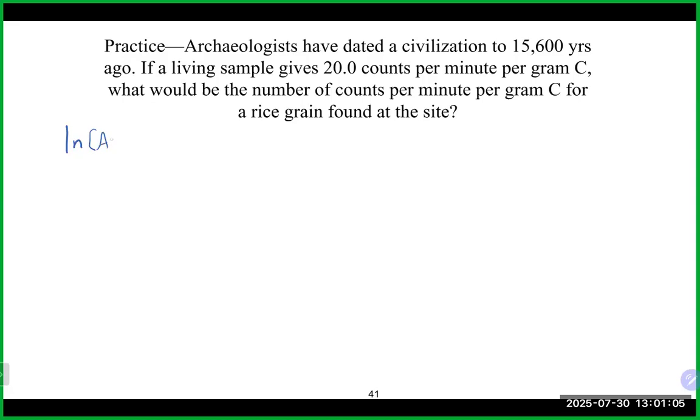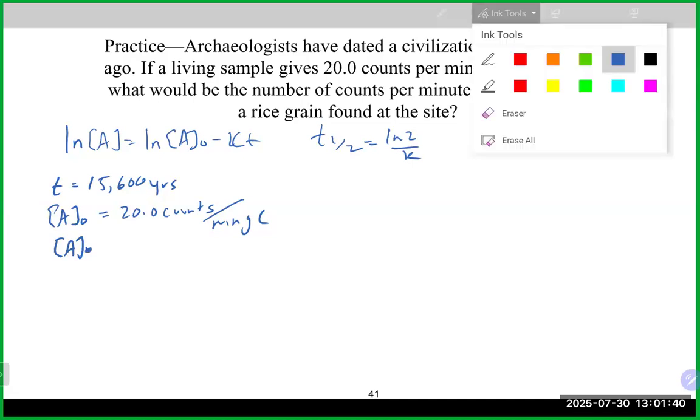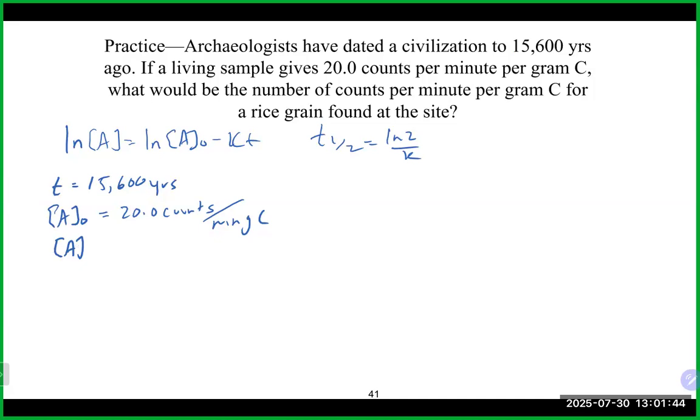We got natural log of A equals natural log of A naught minus kt, and the half-life equation. So in this case, we actually are given time, 15,600 years, and a living sample. So again, as in our conversation a second ago, that's going to be an initial 20 counts per minute per gram of carbon, which is just a unit of radioactive decay. As we talked about before, in nuclear chemistry, you really could use any units you want for the concentration. They don't have to be necessarily molarity or anything like that. We're actually looking for what the counts per minute per gram of carbon would be at the end.